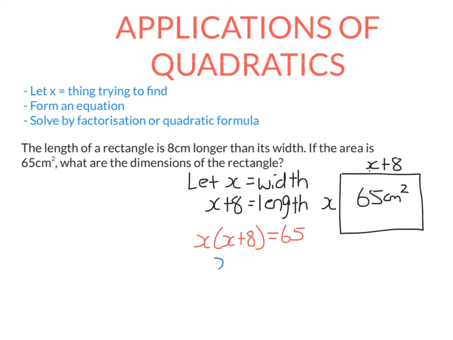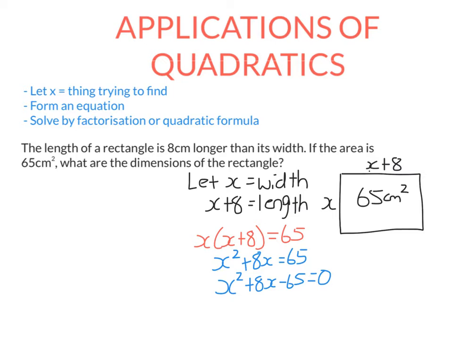So we're going to expand the brackets. And now we're going to solve this like we have done any other. We need first to make one side equal 0. We're going to subtract this 65 from both sides. So we get x squared plus 8x minus 65 equals 0. You can solve this equation by factorizing or using the quadratic formula.